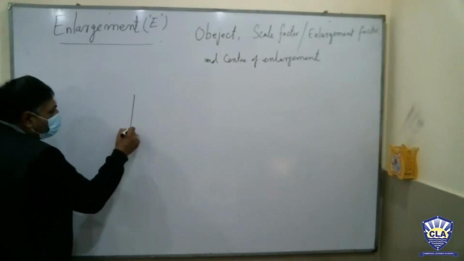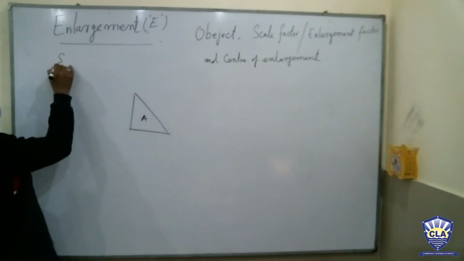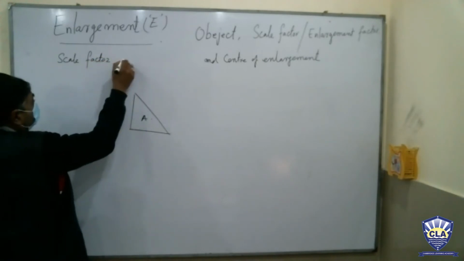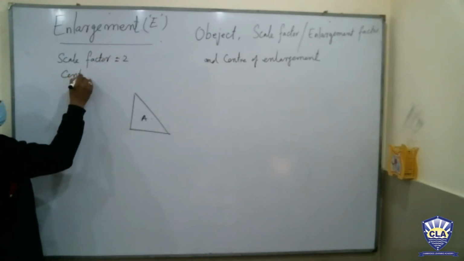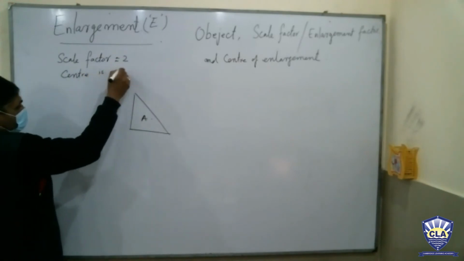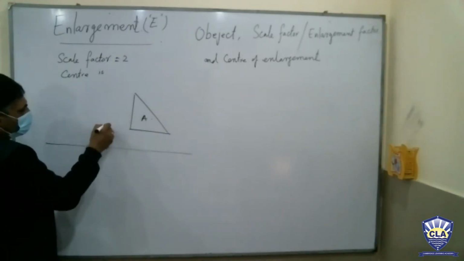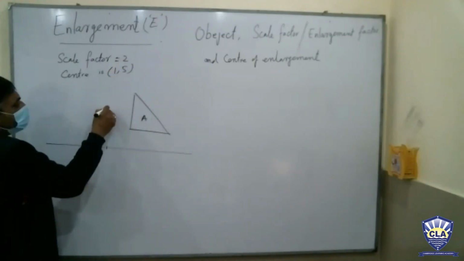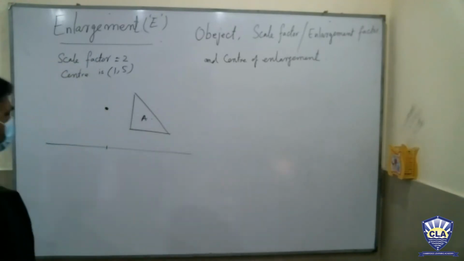Let us suppose triangle A is given to you on a graph paper, and he said the scale factor is 2. The center is on the x-axis at (1, 5). It is the center of enlargement. It is (1, 5) on the graph paper. I mark this one.